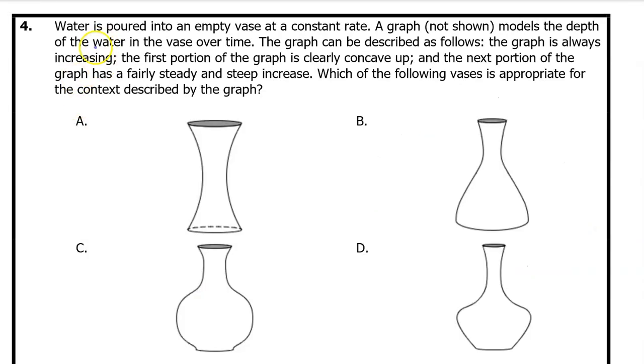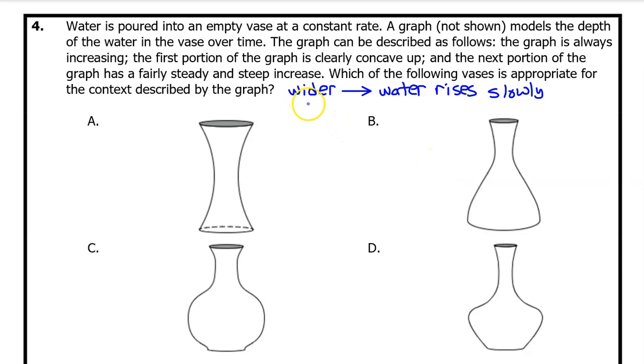Number 4. Water is poured into an empty vase at a constant rate. A graph, not shown, models the depth of the water in the vase over time. The graph can be described as follows. The graph is always increasing. The first portion of the graph is clearly concave up, and the next portion of the graph has a fairly steady and steep increase. Which of the following vases is appropriate for the context described by the graph?